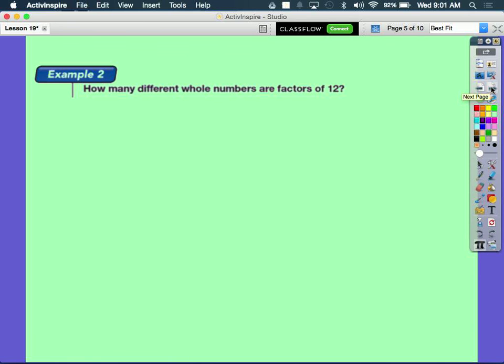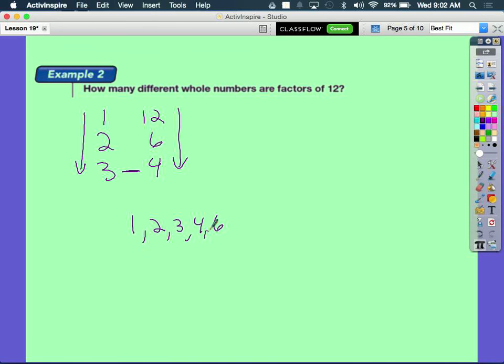So it says how many different whole numbers are factors of 12. Okay? So I have 1 times 12, 2 times 6, 3 times 4. Okay? Now I know I'm done. I went in order this way, which means I went reverse order that way, and these two numbers are right next to each other so that we know there's nothing in between. Okay, so my factors are going to be 1, 2, 3, 4, 6, 12. Make sure you put commas in between, make sure you put them in numerical order.